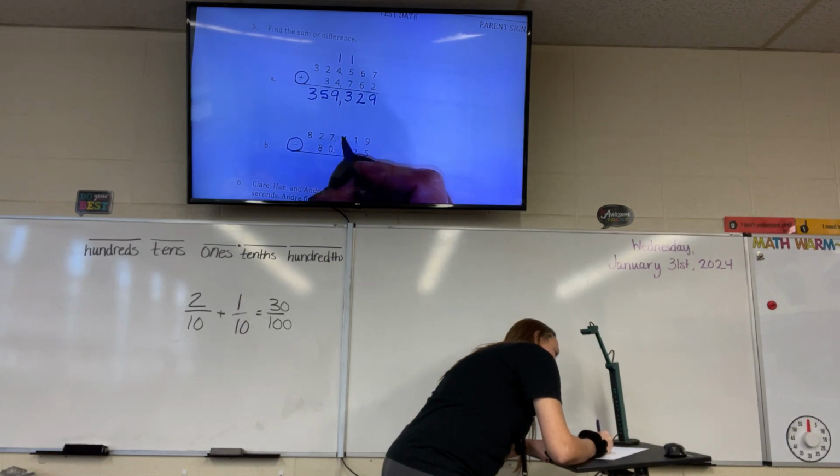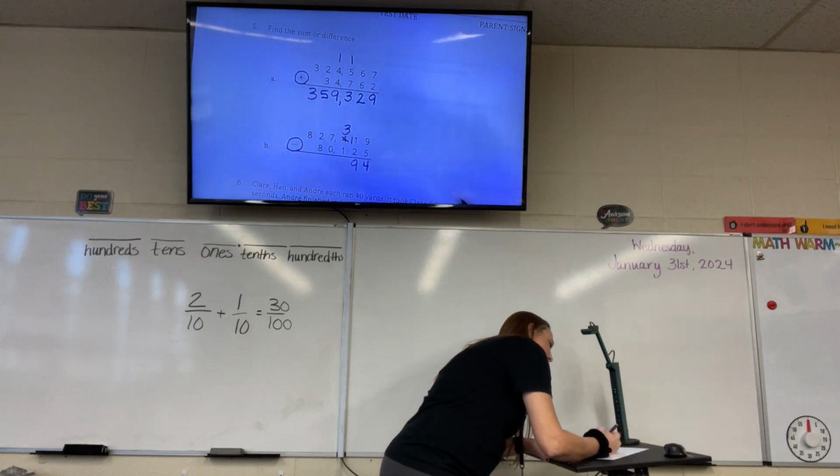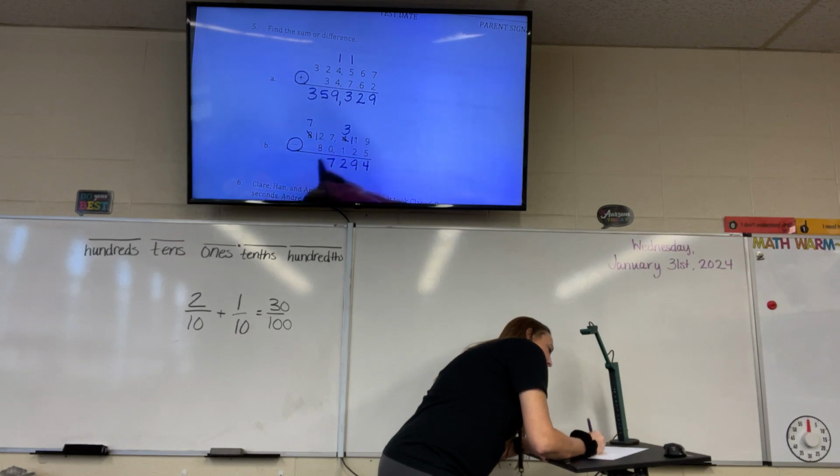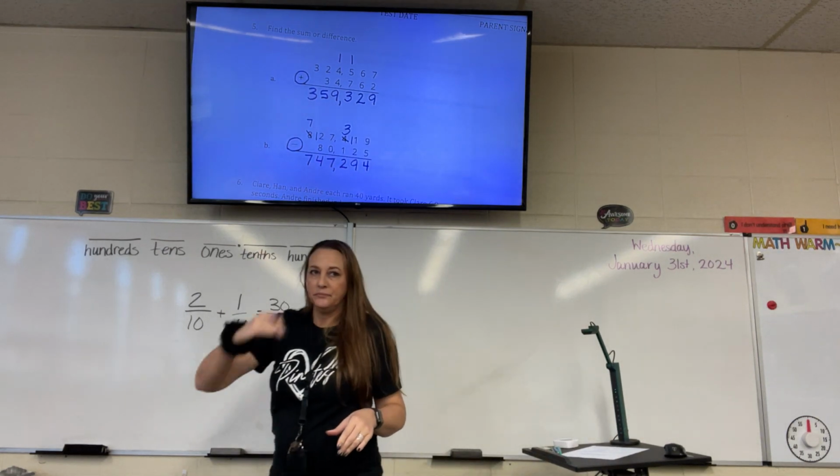Can't do that. So we're going to borrow from the 4 and make it a 3. Make the 1 an 11. 11 minus 2, 9. 3 minus 1, 2. 7 minus 0, 7. 2 minus 8, can't do that. So we borrow from the 8, make it a 7. Make the 2 a 12. 12 minus 8, 4. 7 minus nothing, 7. Don't forget to bring that last 7 down, okay?